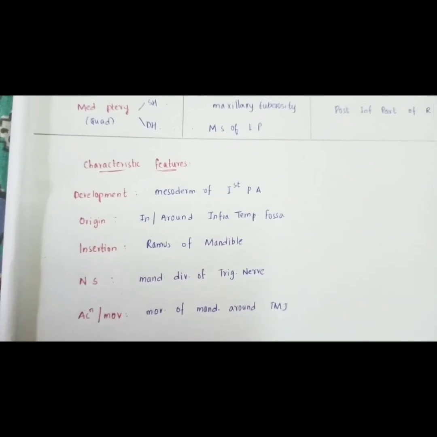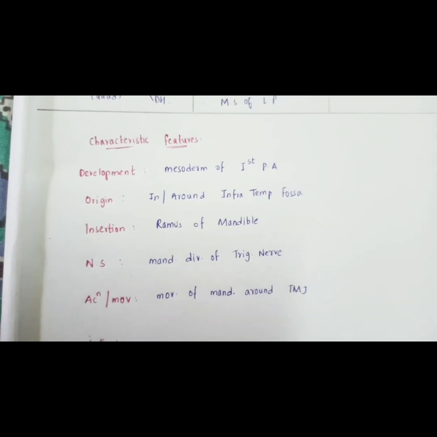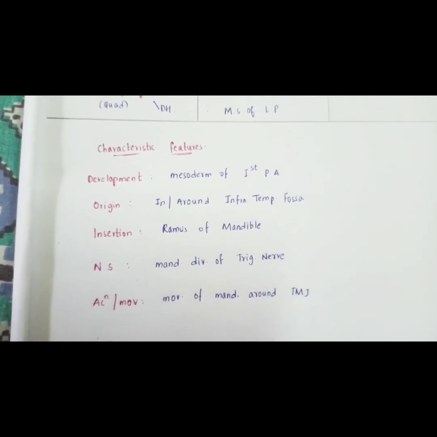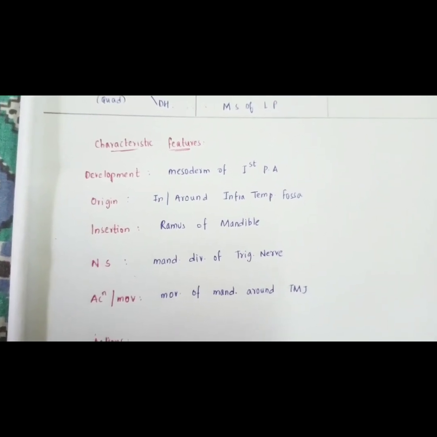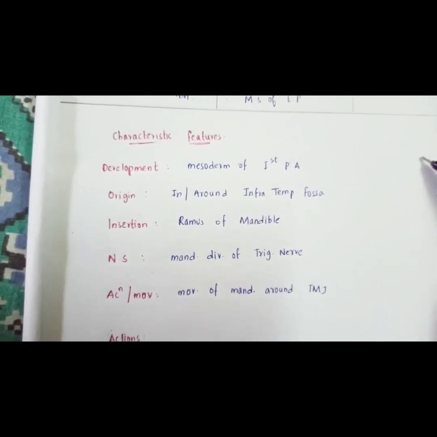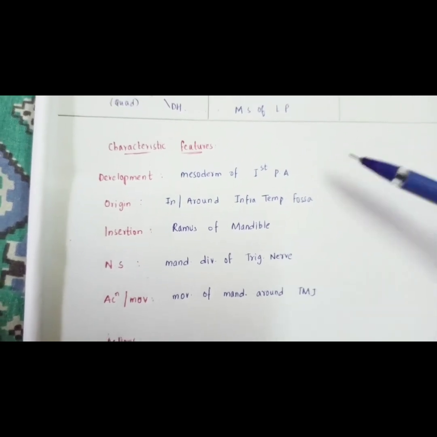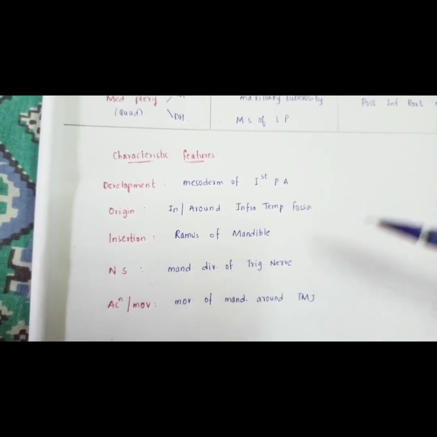What are the characteristic features of the muscles of mastication? So for every muscle we have to learn four things, that is origin, insertion, nerve supply and action. So here for the muscles of mastication also we will be going to learn all these. So these are the characteristics. All the four muscles of mastication should obey all the four.